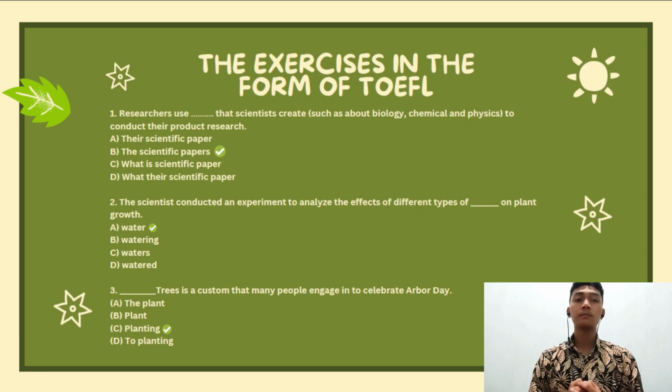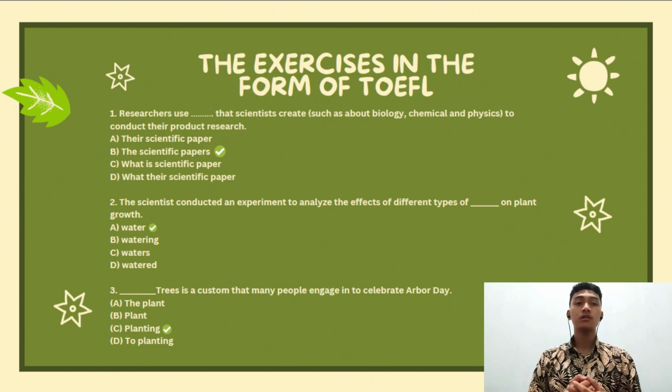Number 2, the scientists conducted an experiment to analyze the effect of different types of blank on plant growth. The correct answer is A, because types of refers to a noun. And why is it not C? Because water is an adjective, so we don't need to add suffix s at the back of the word.